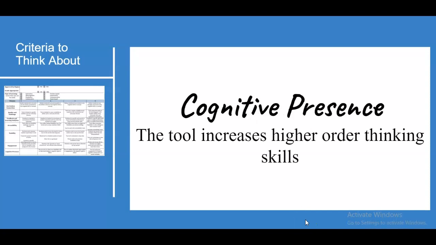The next criteria, cognitive presence, looks at higher order thinking skills. If this is your goal, make sure you include it in your rubric. Is it overly complex? Will it allow the students to demonstrate or practice their higher order thinking skills?